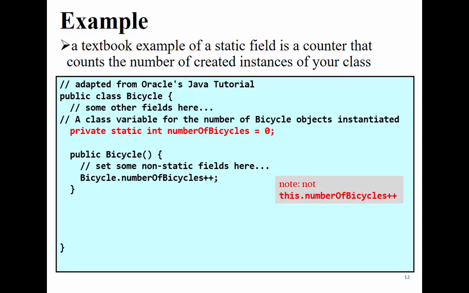That's right. We always said that this is pointing to an object that is being initialized. When you say Bicycle.numberOfBicycles, you're not having an object in your hand right now. A static field belongs to the class. It's not belonging to any object. So this is pointing to the object. So we can access the static field without this. We're not using this with the static field. Be careful.